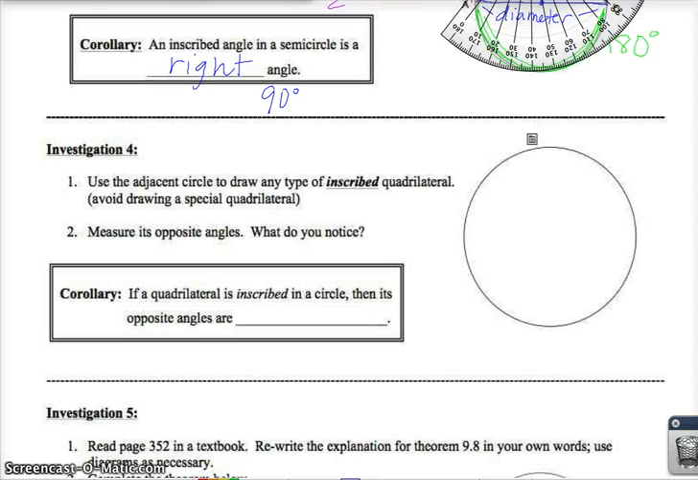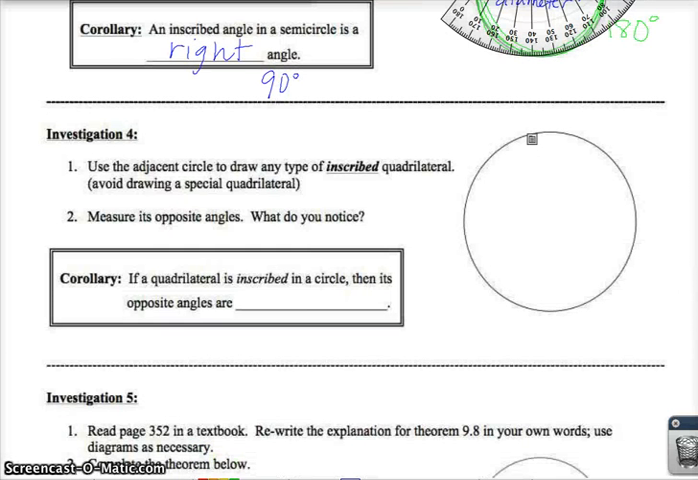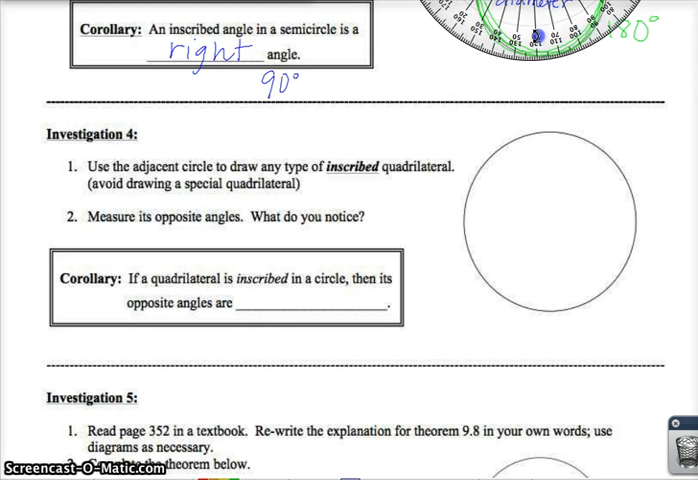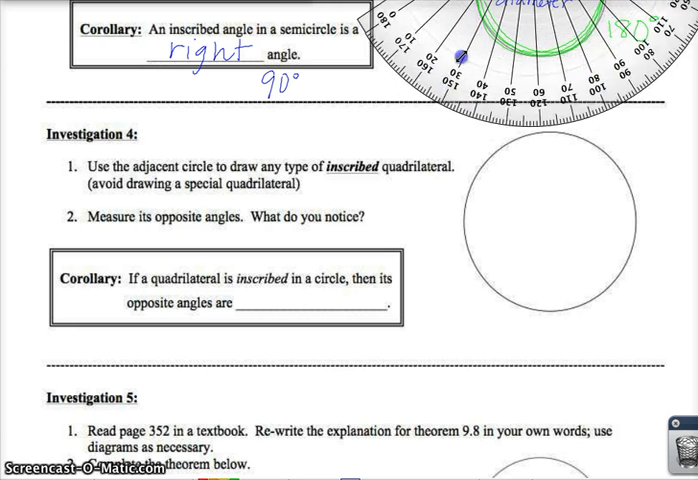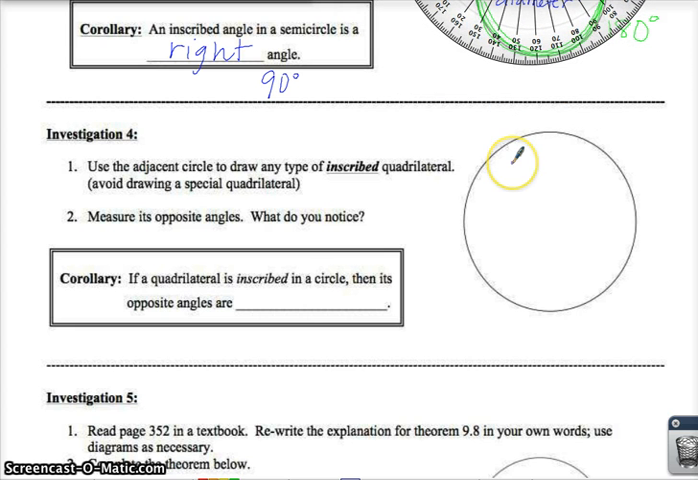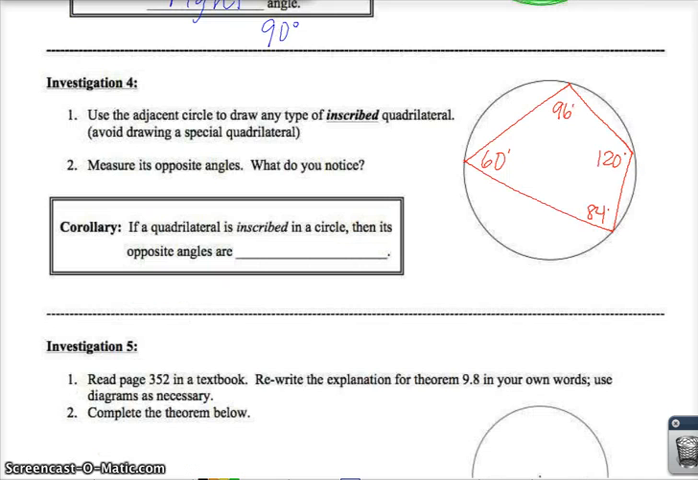Okay, moving on. Use this circle to draw any type of inscribed quadrilateral. Measure its opposite angles. What do you notice? So I'm going to let you go ahead and do this on your own. So pause, figure it out, and then check your corollary when you're finished.